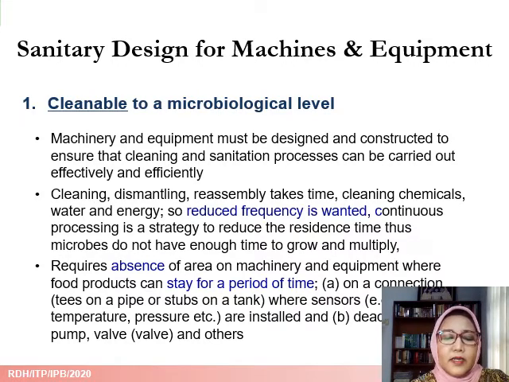To assure this, it requires the absence of areas on the machinery and equipment where food products can stay for a period of time. For example, on a connection where sensors are installed, on dead areas, on the pump, valve, and others.